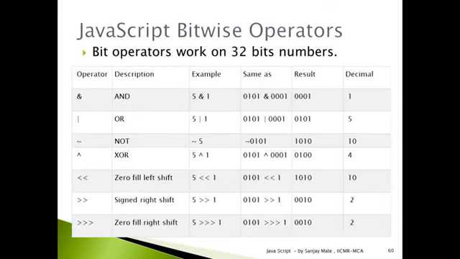Bitwise operators. In JavaScript, bitwise operators work on 32-bit numbers. So there is AND, OR, that is single and, single or, NOT, XOR, then left shift, then right shift, then the zero-fill right shift. It will fill zeros. Here I have given an example also for explanation purposes.